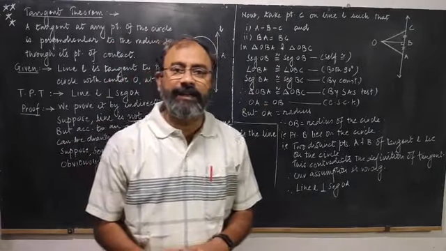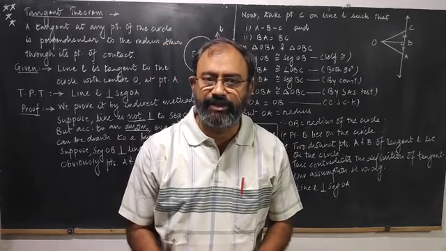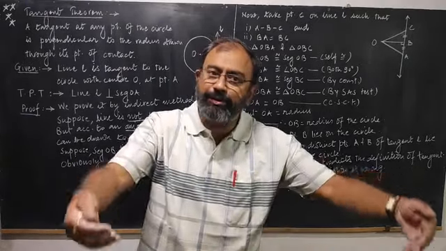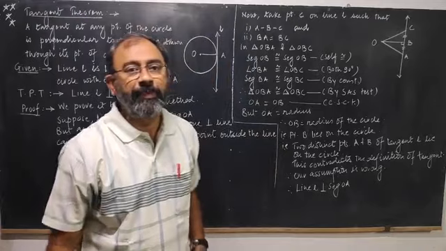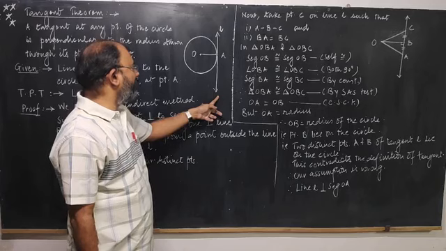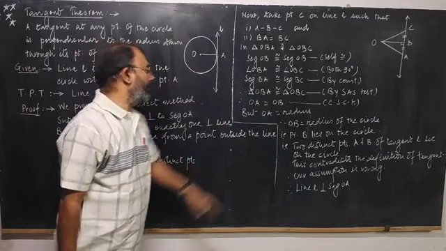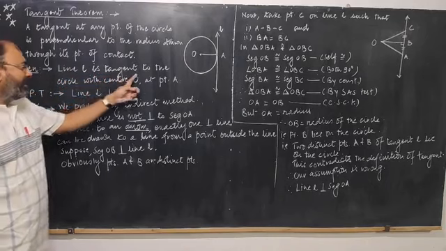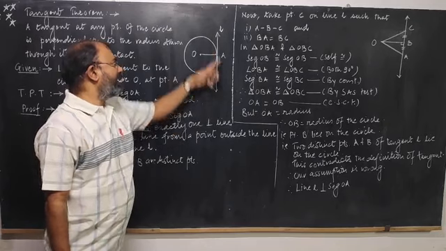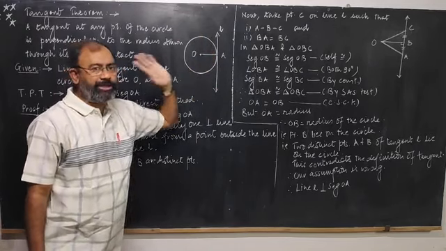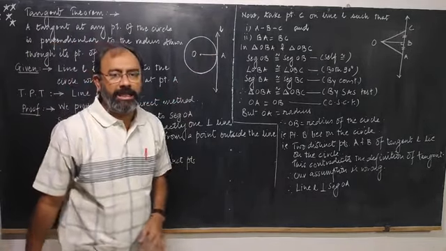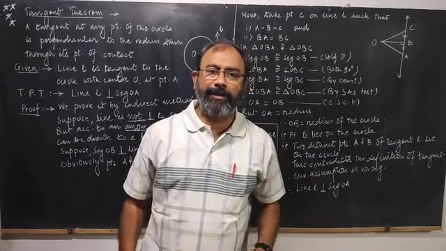The proof is given by the method of contradiction. What is the method of contradiction? We start with a wrong supposition and reach a wrong conclusion. Okay. So now we want to prove that line L, which is tangent to the circle, is perpendicular to radius OA. We are given that line L is a tangent to the circle with center O at point A. To prove: line L is perpendicular to segment OA.